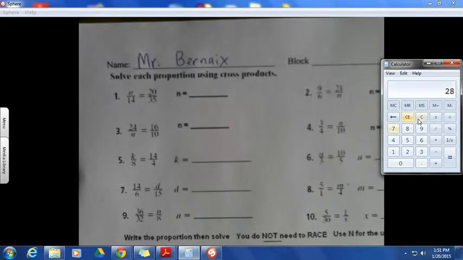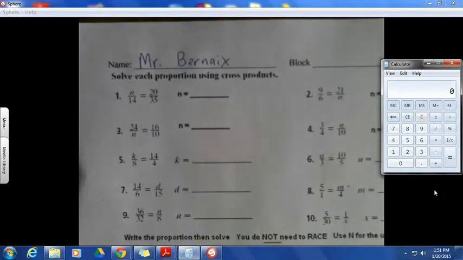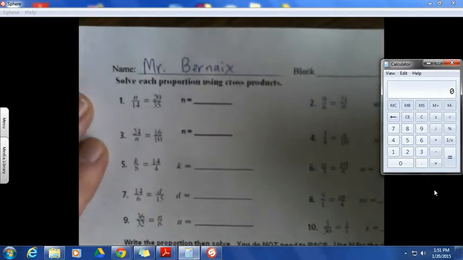There it is. I'm going to use the calculator to help me with some of this math.